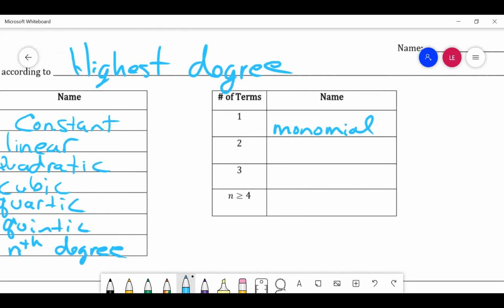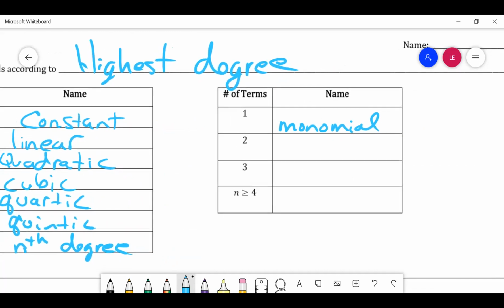Right next to it, I'm going to list an example. So that could just be like 5x. I'm going to put an example over here, let's make another column to see what it looks like. If it has 2 terms, it's called a binomial. So that would be something like x squared minus 10. That would be an example of that.